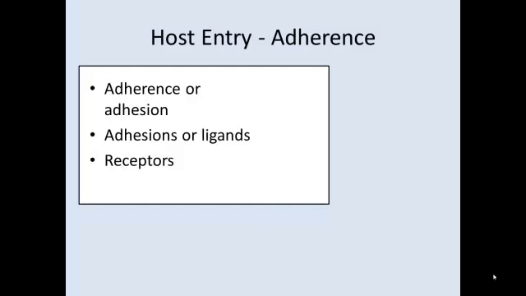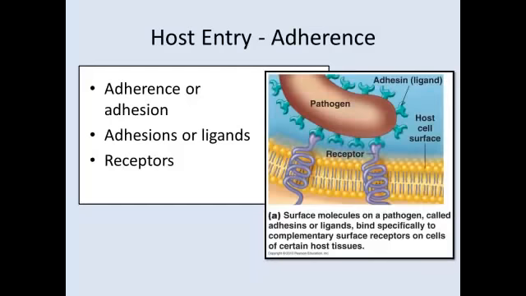So to be able to do this, a pathogen needs to have molecules that we call variously adhesins or a ligand, and they match up with the receptor on the host cell, and generally they're very specific. Okay, so you've got to have both of these for the pathogen to be able to grab a hold.